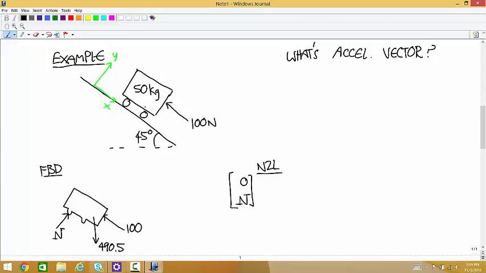Close. It's in the negative x direction. It's pointing opposite the positive x direction. So that's going to be negative 100, 0.